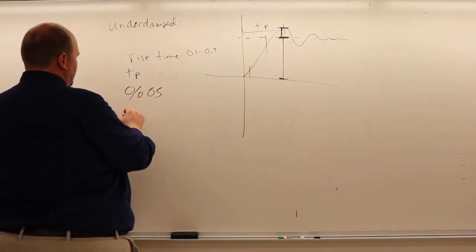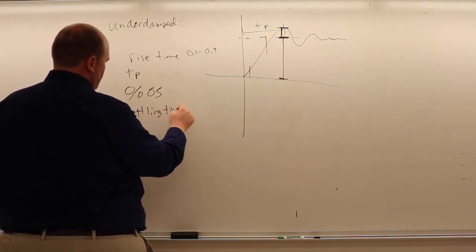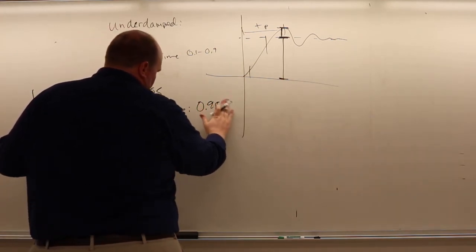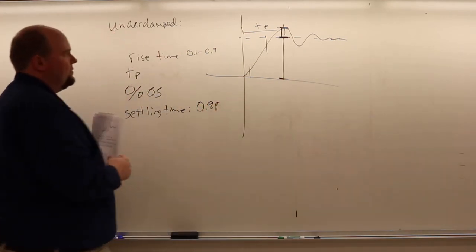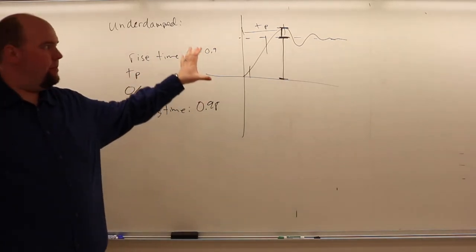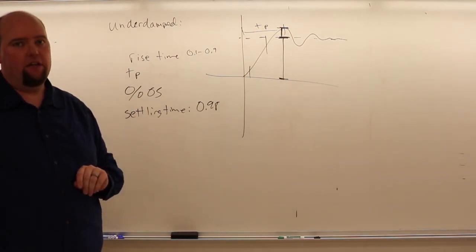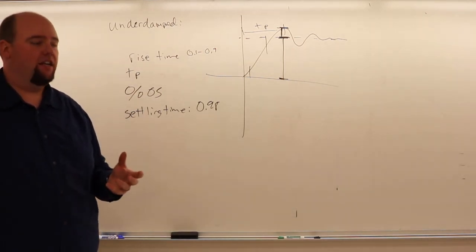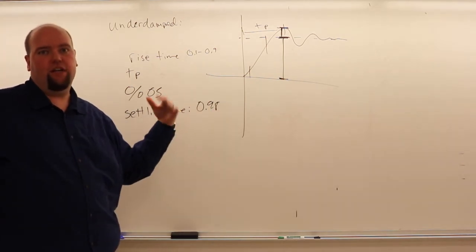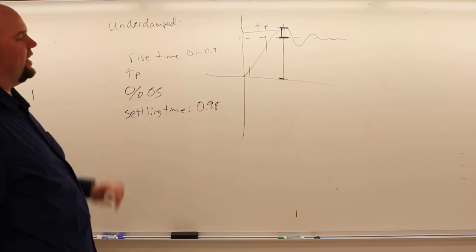And then we also have settling time. Remember, these systems are bounded: an underdamped system is still bounded by a decaying exponential. And that decaying exponential still tells us how long it'll take to guarantee that we're not going to exceed a 2% error from our final value. So we can still look at things like settling time for the case of the underdamped system.